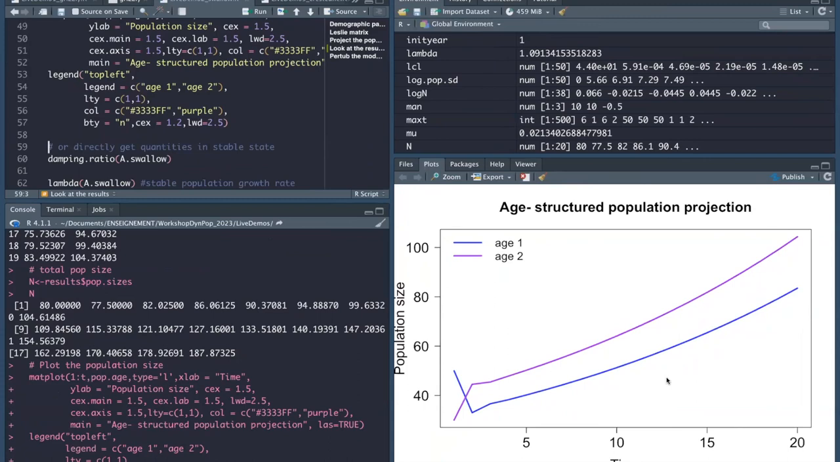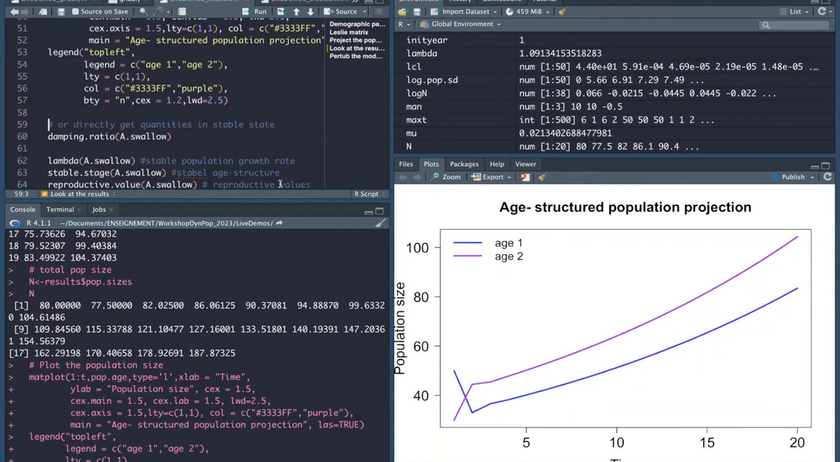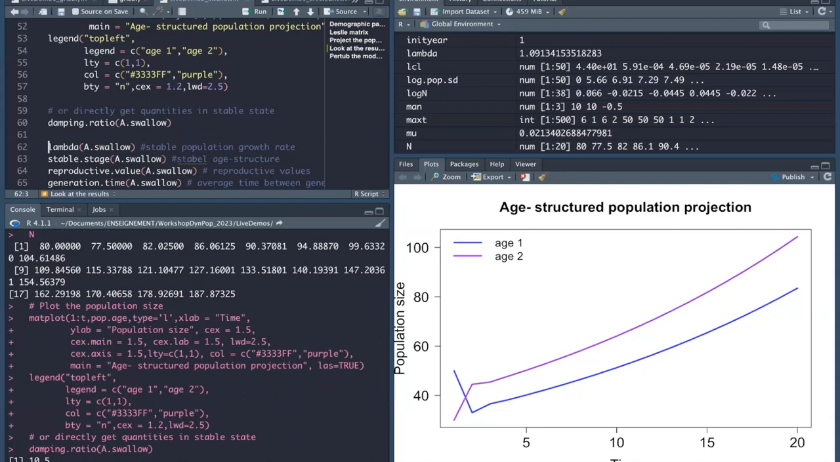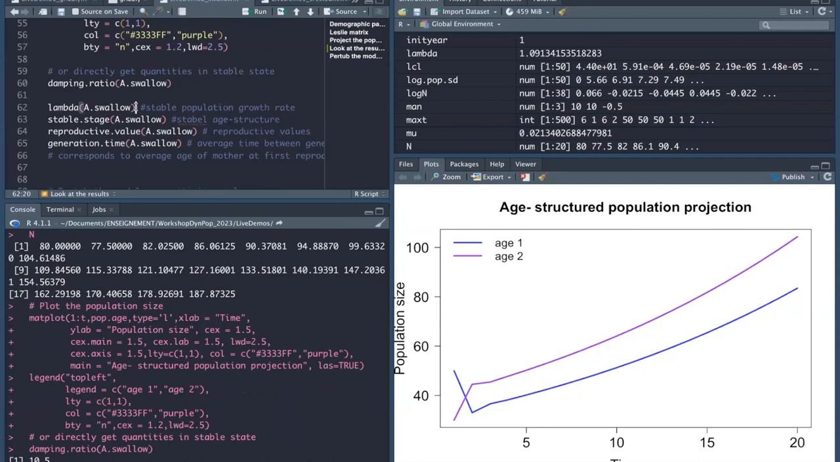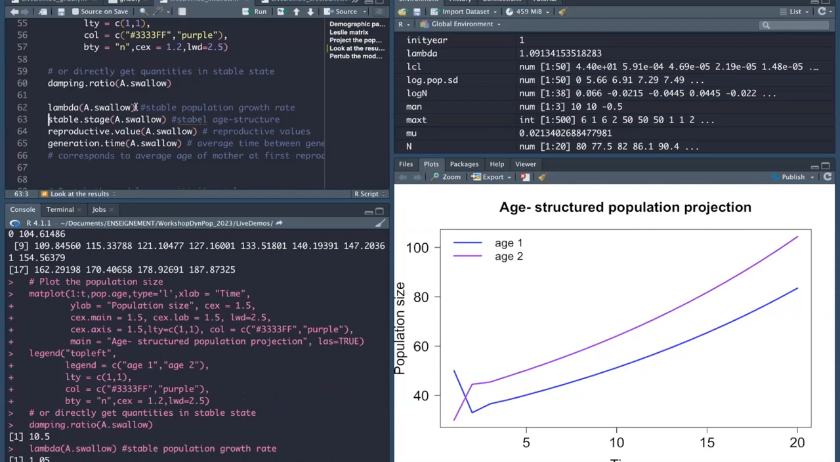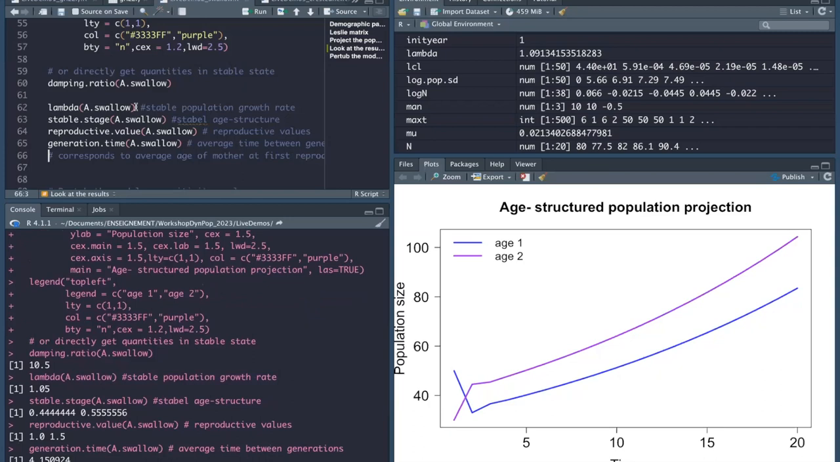If you look at the projection, we have our two age classes, population size for the two age classes as a function of time. Okay, so we see this stationary phase and the transition phase. We can calculate the damping ratio, so the time it takes to reach the stable state, so 10.5 years here. So that would change if we change the initial population size and get longer if the ratio of adults and juveniles in the initial population size is further away from the equilibrium. Let's calculate lambda, 1.05, so the population is growing. Stable stage structure, reproductive value, generation time. So you see it's just a specific function for each of these quantities.